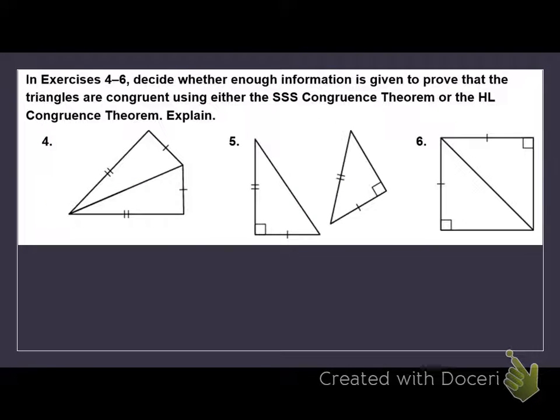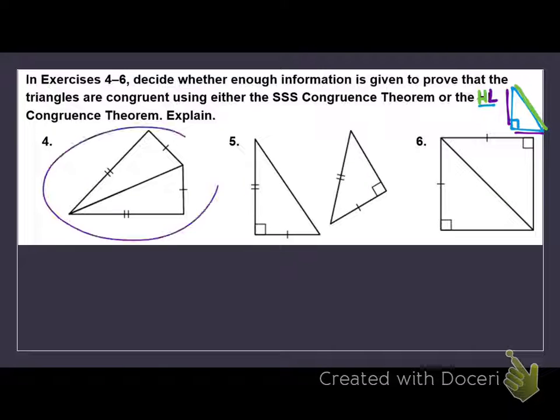There's no number 3 on this worksheet for whatever reason. Decide whether there's enough information to prove using side, side, side, or hypotenuse, leg. Let's talk about hypotenuse, leg. What kind of triangle do you see with hypotenuse, leg? A right triangle. And where's the hypotenuse always located? Opposite the right angle. And then how many legs are there in a right triangle? There are 2 of them. The remaining sides are called legs. So you just need a hypotenuse and a leg marked congruent to a hypotenuse and a leg.